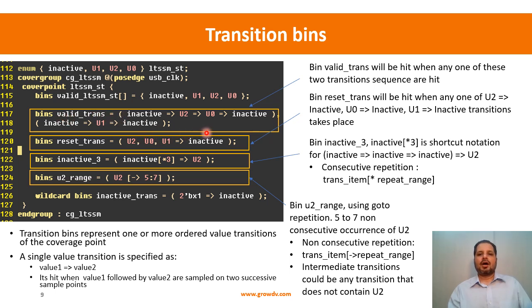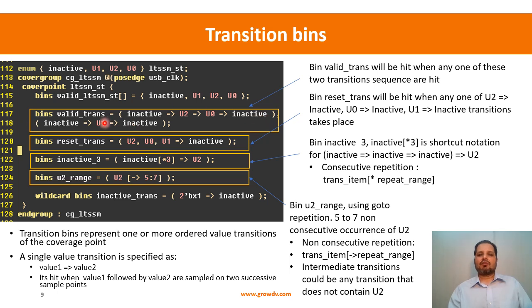Okay, so if you look at it over here, we have the first transition, right? The first transition is we have this inactive to U2 and then U0 and then back to inactive, right? This is one transition, and the second transition is inactive followed by U1 followed by another inactive. So we have these 2 transition bins that are specified, and if on successive 4 samples I see the LTSSM state take these values, then this bin will be hit.